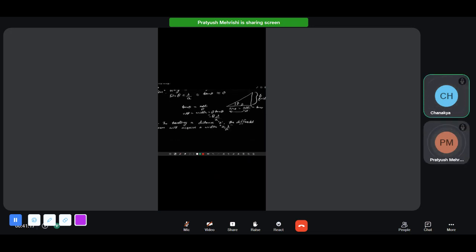Now in traveling distance z, the diffracted beam is acquiring this much width.